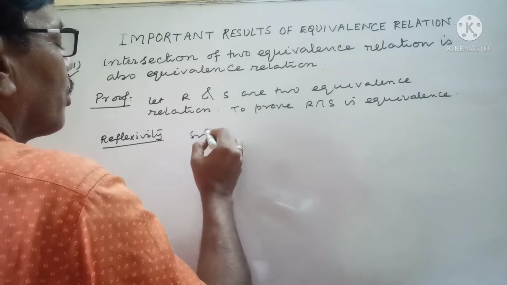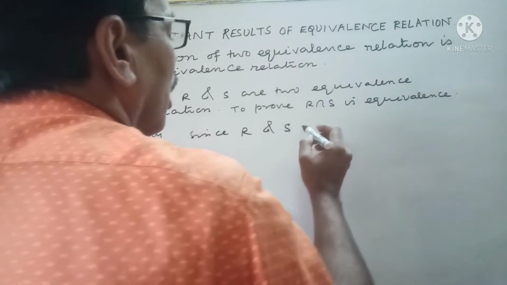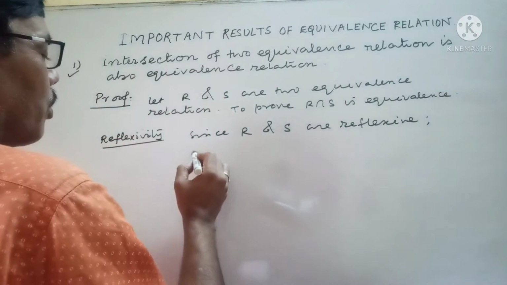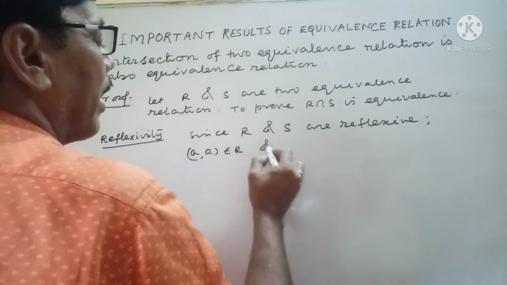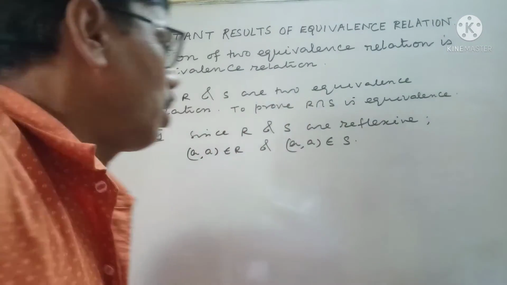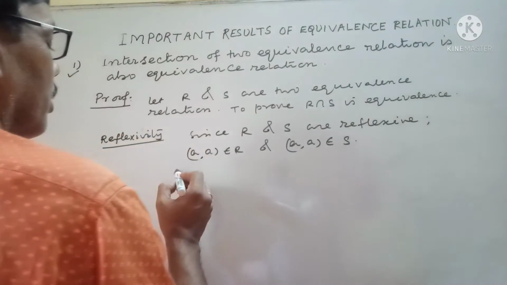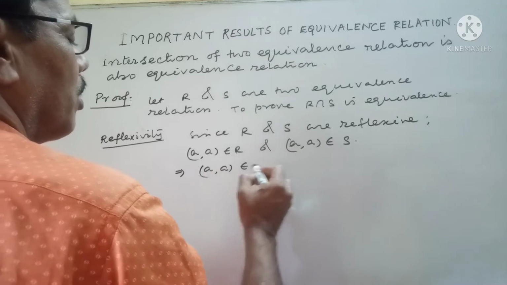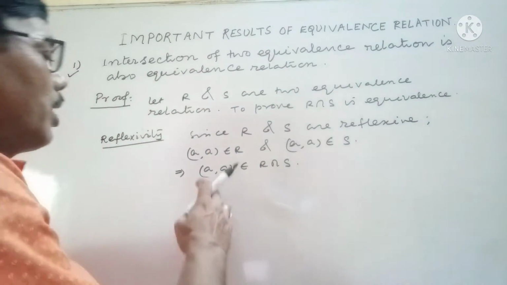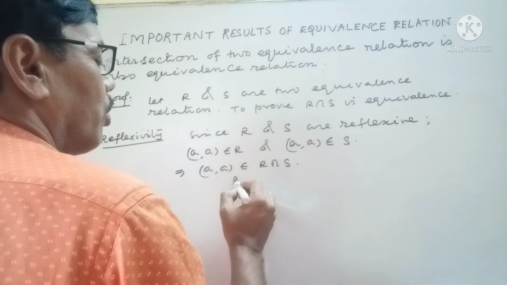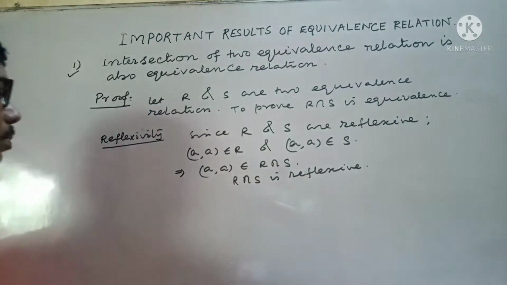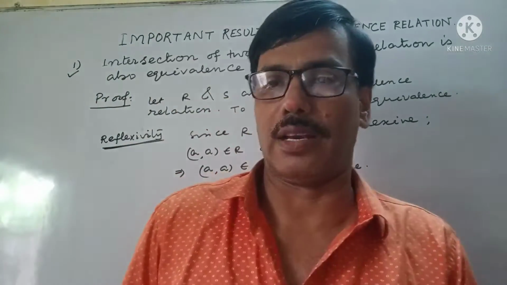Since R and S are reflexive, therefore (a, a) belongs to R and (a, a) belongs to S. Then (a, a) belongs to R, (a, a) belongs to S. This implies, from the idea of sets, (a, a) belongs to R intersection S. Therefore, R intersection S is reflexive.